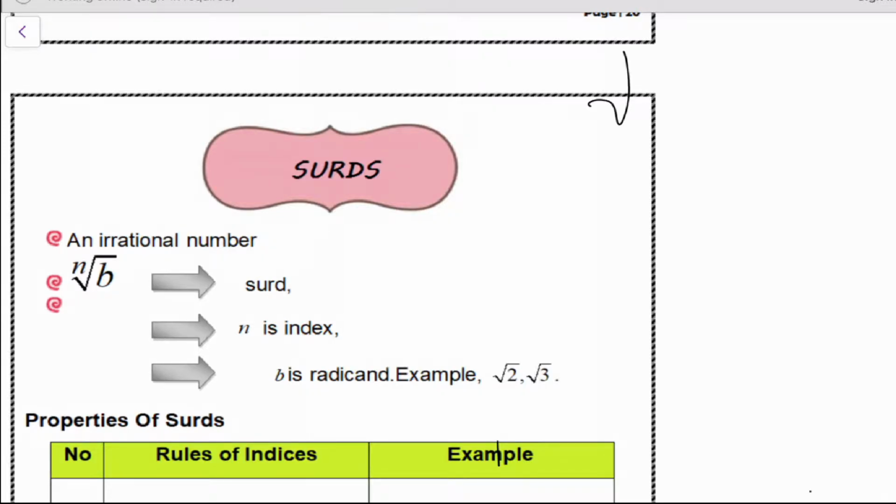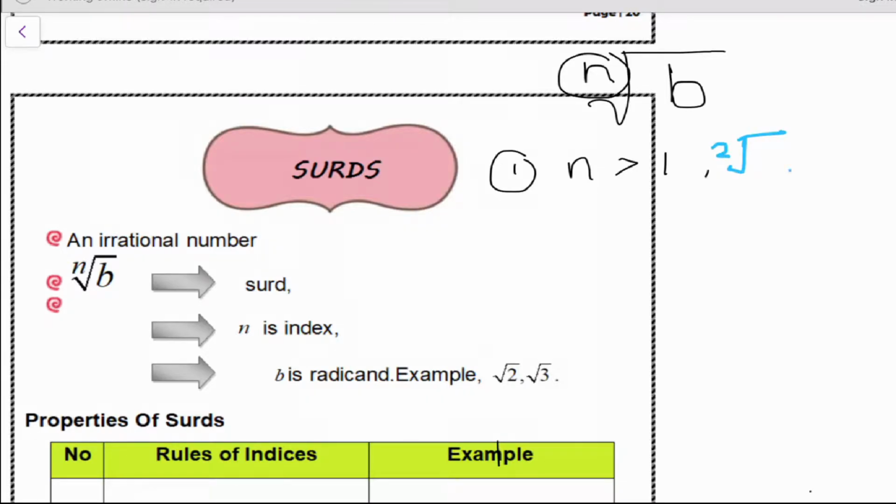So surd, when you have this kind of term, you can call a term a surd when it satisfies three conditions. So what are those? The first one is when the index n here is a natural number which is greater than 1. For example, if you have a square root or a fourth root, as long as your n is greater than 1. So that is the first condition.